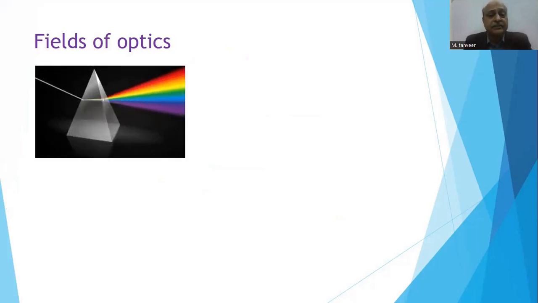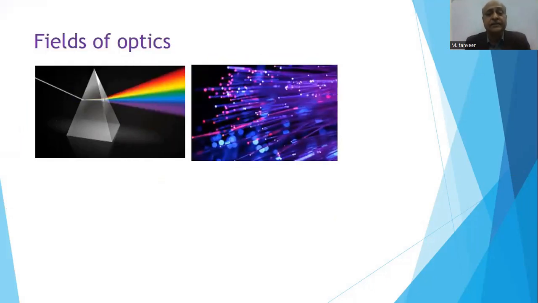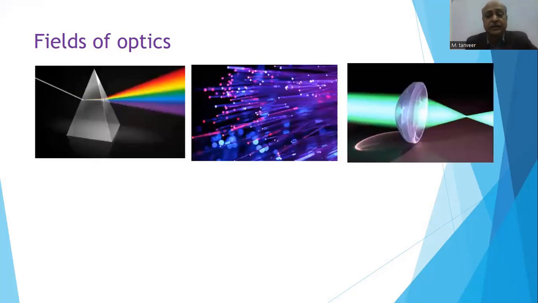dispersion of light. When a ray of light passes through a prism, it splits up into its constituent colors, and these colors are 7. Then a band of 7 colors is formed when white light passes through a prism. So the prism is discussed in optics. These are the optical fibers. When a ray of light passes through optical fibers, then total internal reflection occurs. So optical fibers are also discussed in optics.